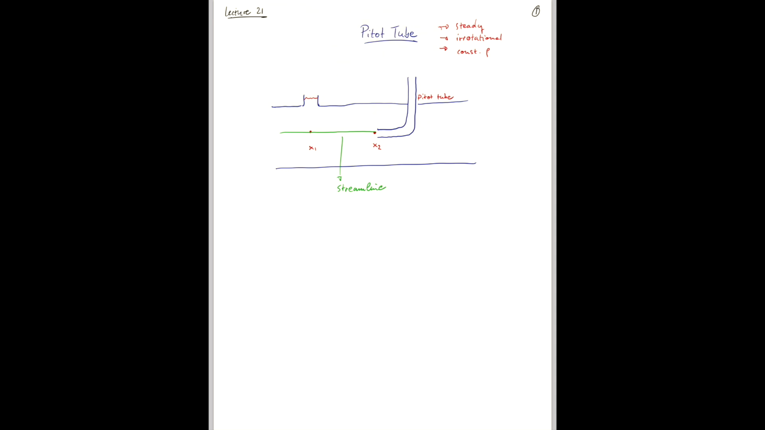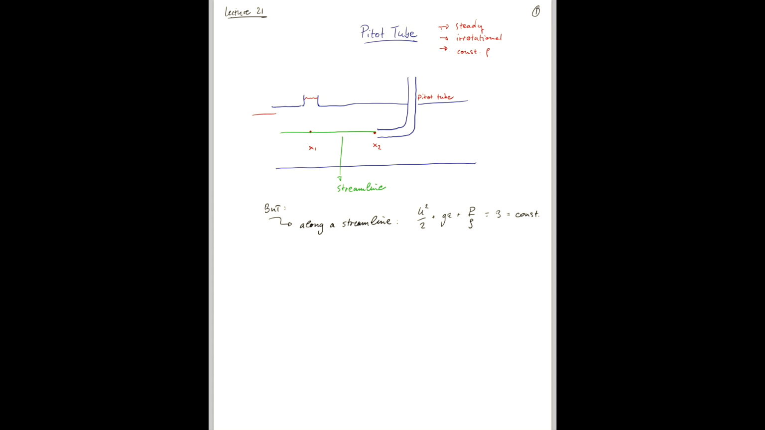and as we know that along a streamline, the Bernoulli function is constant. So u squared over 2 plus gz plus p over rho, which is B, is constant. So how does that help us in determining the velocity of our flow?